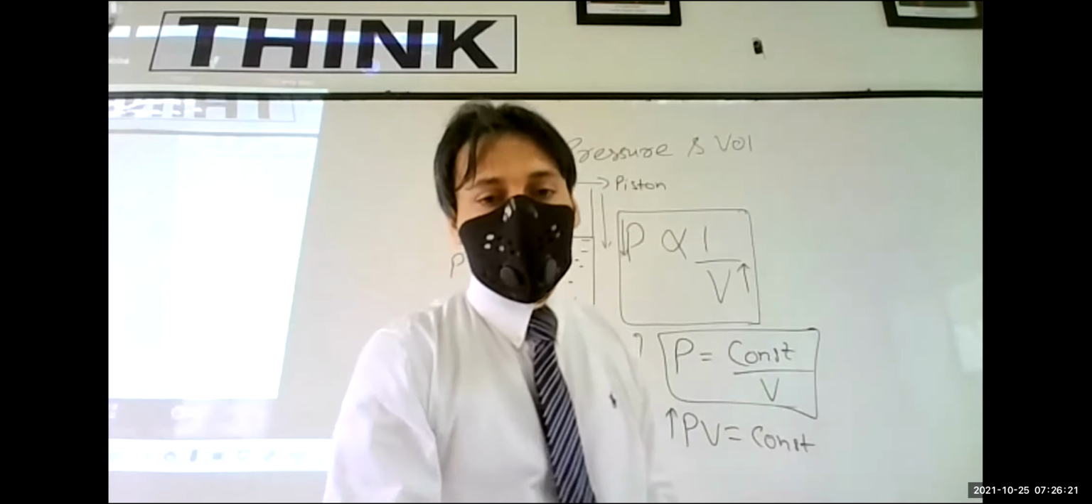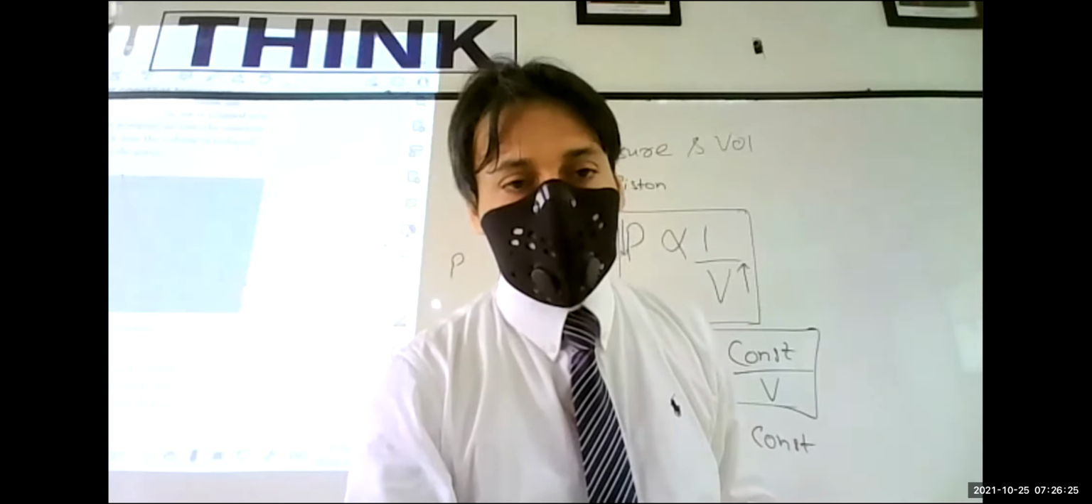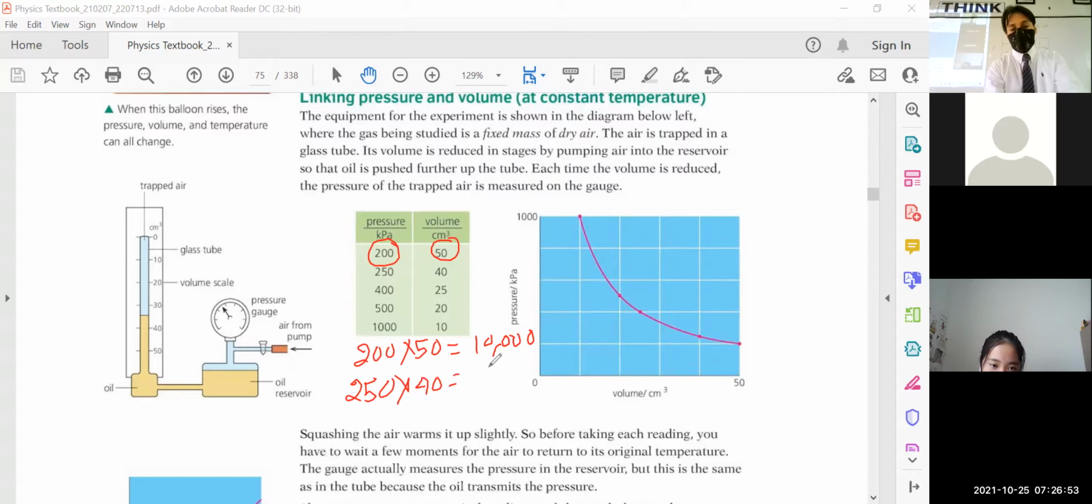For example, children, now see on the screen here. Here you can see, children, let me take the first value 200, this is P, and the volume is 50. Multiply 200 with 50. How much is this? This is around 10,000. For the second case, multiply 250 with 40. This is also 10,000.